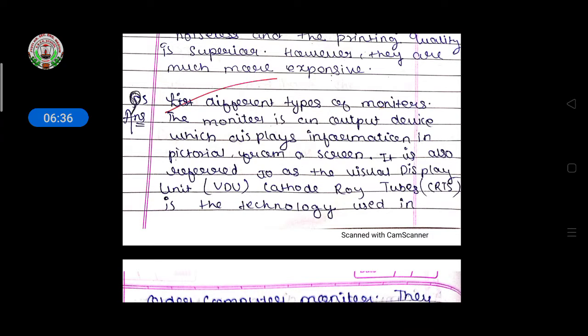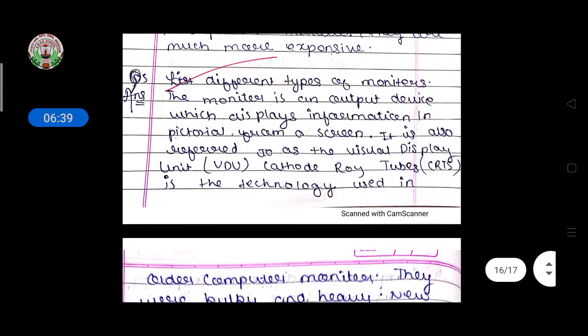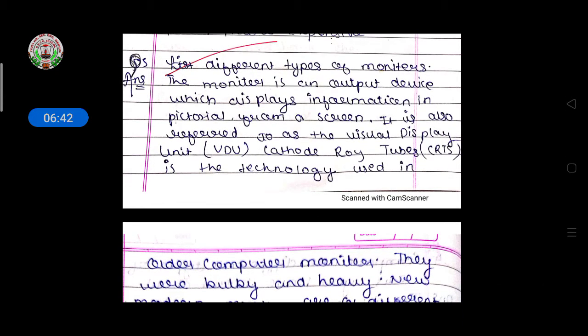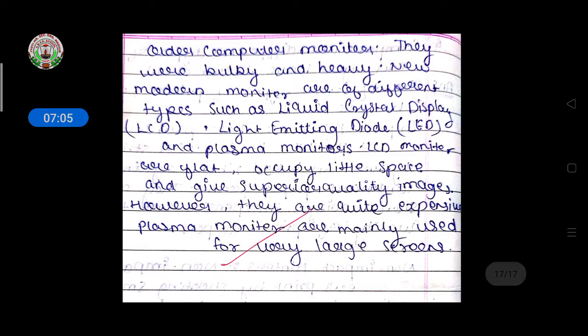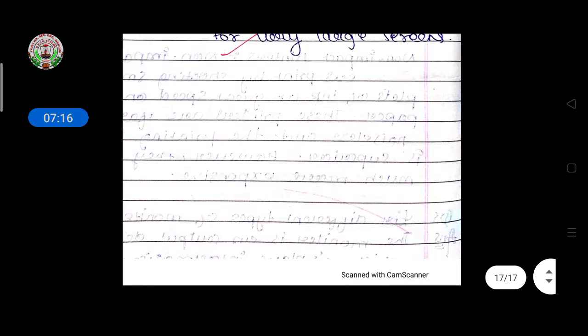Then explain the different types of monitors. The monitor is an output device which displays information in pictorial form on a screen. It is also referred to as a visual display unit. CRT, cathode ray tube, was the older technology; older computers had bulky and heavy monitors. Nowadays we use monitors such as LCD, LED and plasma, and they are of very superior quality. However, they are quite expensive also.